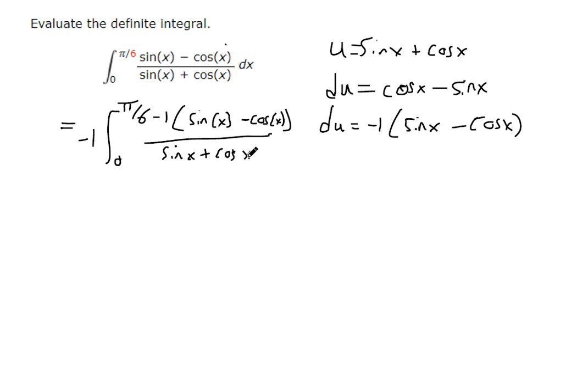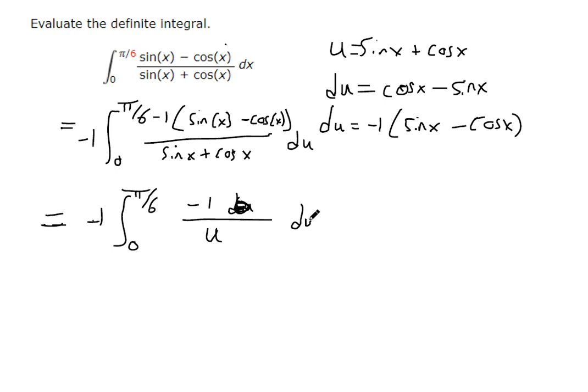So I haven't implemented u substitution just yet. I've rewritten it a little bit so that I can see I have a du and I have a u, and all my x's have been substituted. So now let's put things in terms of u and du. So this is -1 du in the numerator over u, or you could just move this du off to the side. It doesn't have to stay in the numerator. Same thing. Okay, now everything's in terms of u.